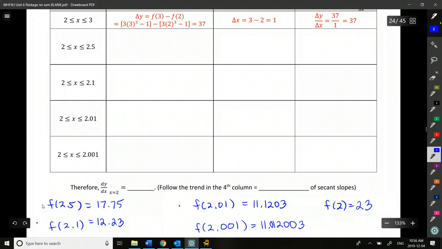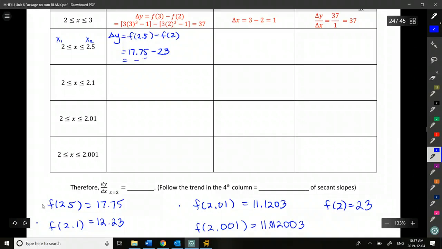The reason why I need these is because if this is my x1 and my x2, I need my y1 and y2, right? So for delta y for this column, I'm going to do f at 2.5 minus f at 2 to figure out the change in the y's. So the change in the y's here would be 17.75 minus 23.